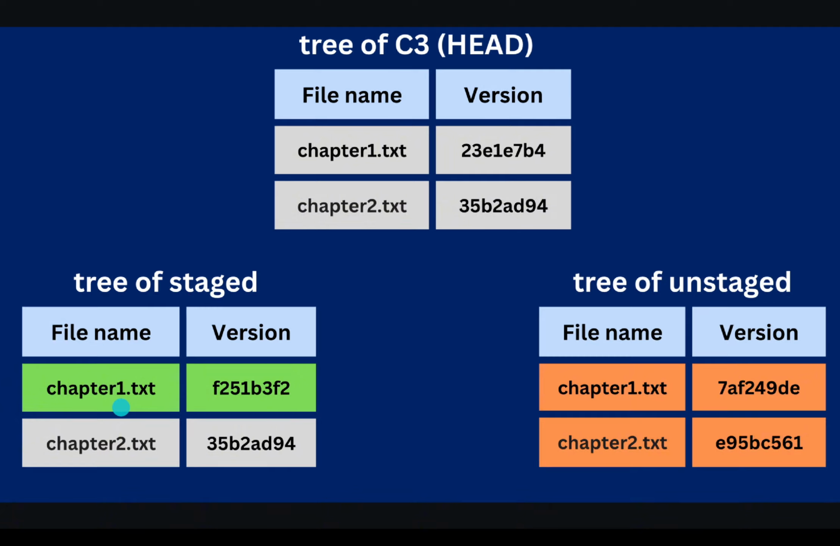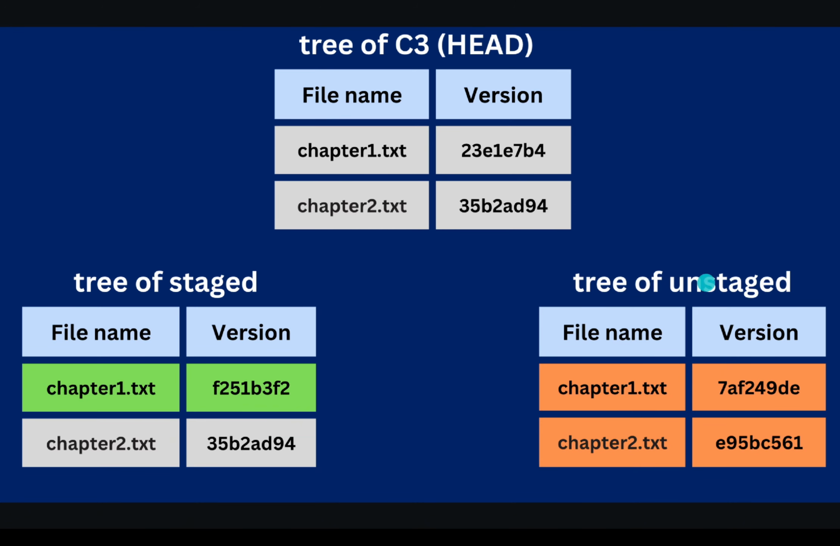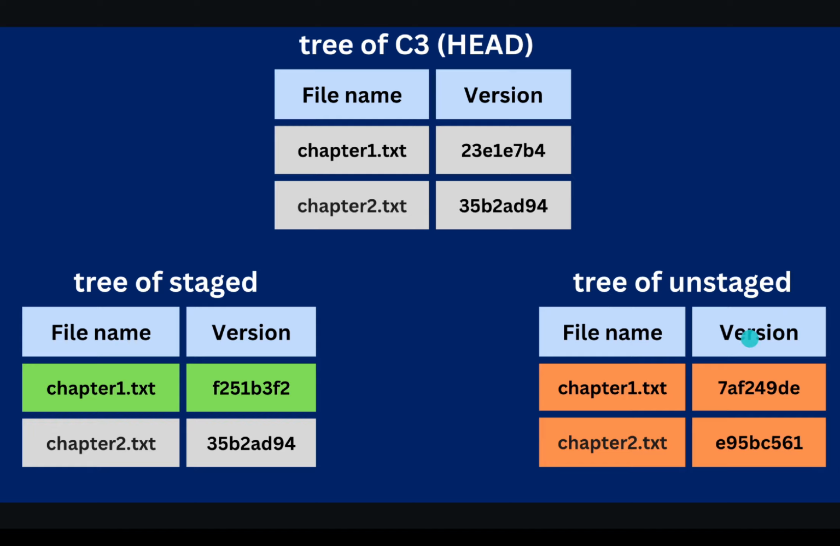So let's say we have staged the change for the chapter 1 file, we have a new version, but we have also some changes in both chapter 1 and chapter 2 that are not finished, so they are unstaged, and we have the tree for these unstaged files. So think of this as the last commit, commit 3, and then another tree for the index, for the staged, and another tree that Git makes for the unstaged or the working directory.